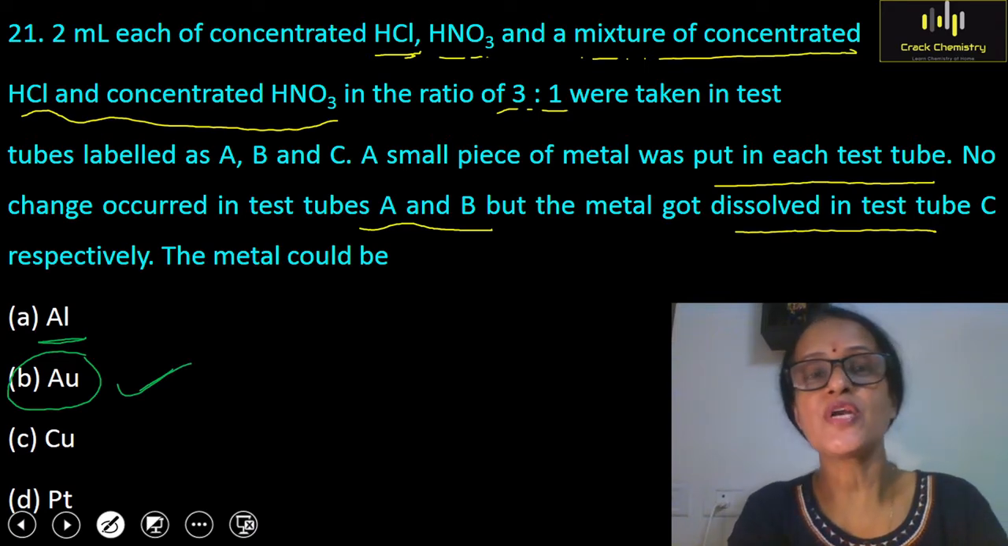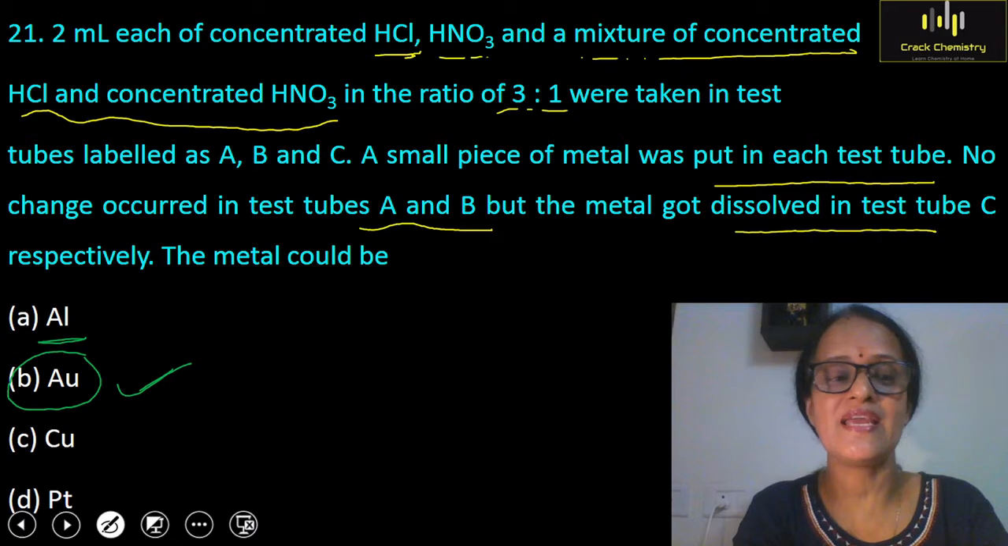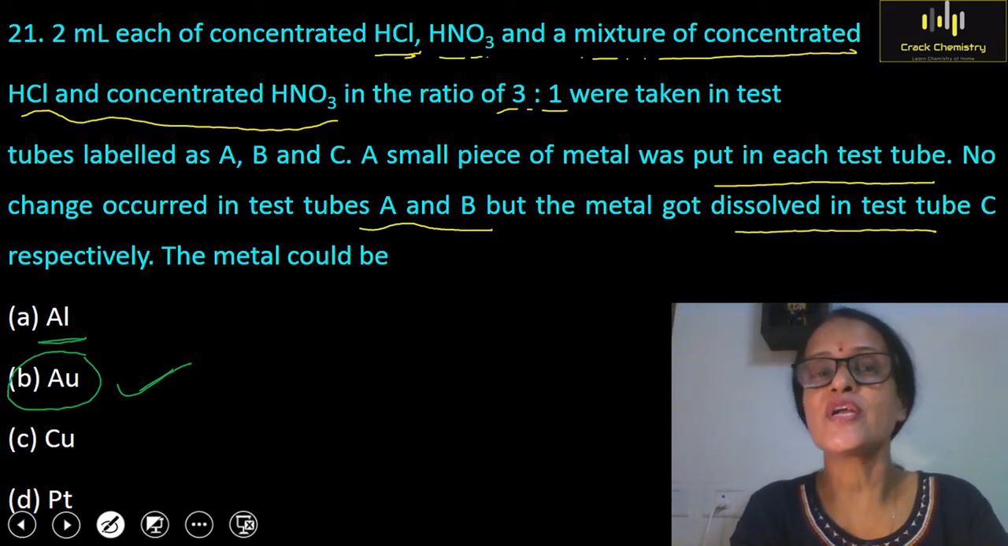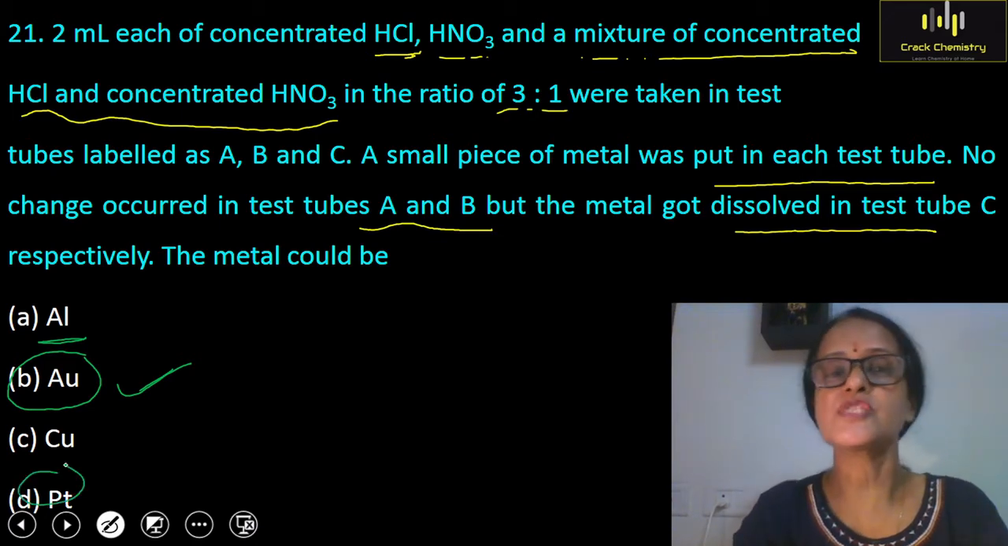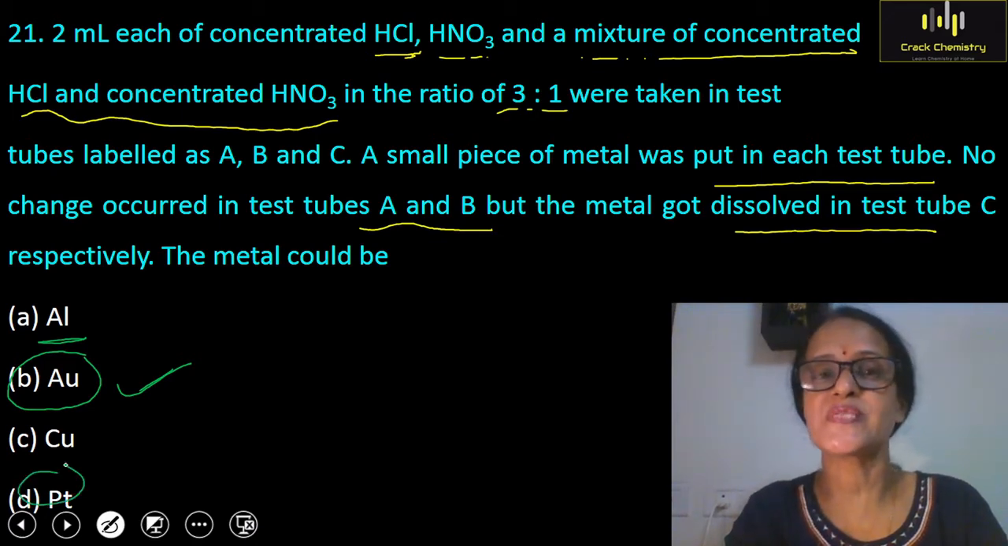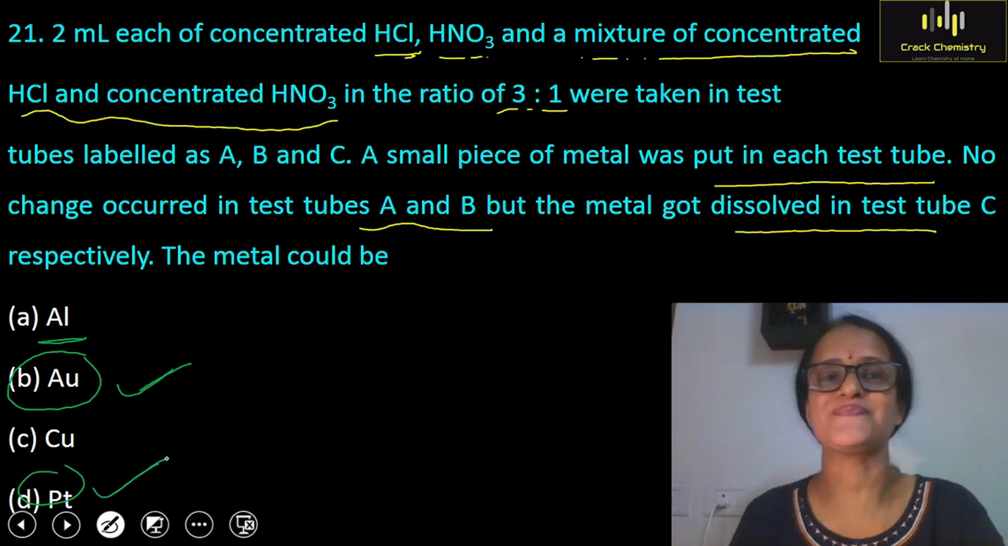Now if you look at option C, copper will dissolve in test tubes A and B. But if you look at option D, it is platinum. The platinum symbol is Pt and this will not dissolve in test tubes A and B but will dissolve in test tube C containing aqua regia. So correct options are option B and D.